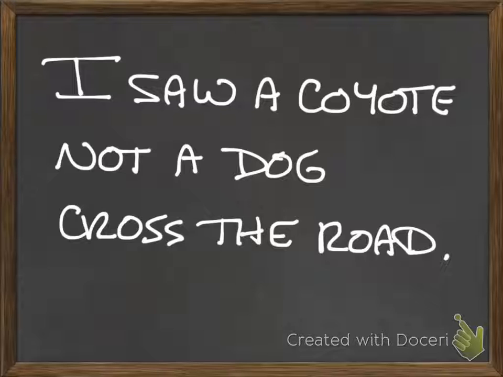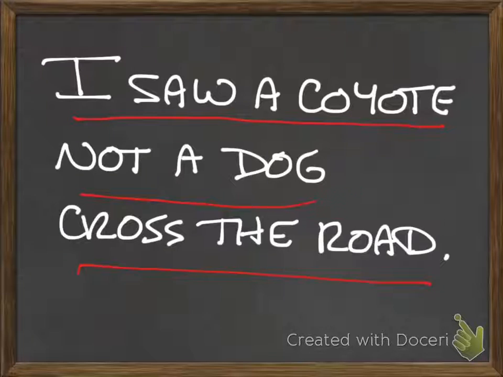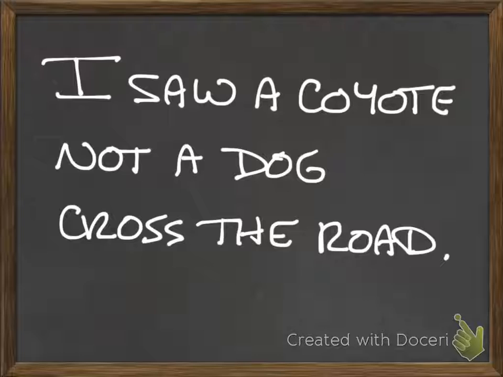So you're making an assertion, I saw a coyote, and you're saying I saw a coyote cross the road. But in the middle of it, you have a negation. You want to make sure that people understand that you did not mistake a dog for a coyote. So you're saying it is a coyote, not, there's the negation, not a dog. So in that instance, that negation is set off with commas. I saw a coyote, not a dog, cross the road.